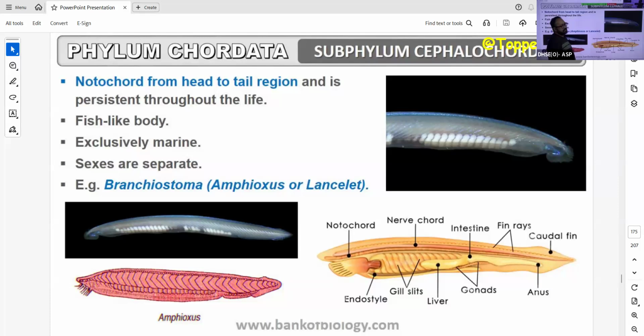What does lancelet mean? A lancelet is a sharp knife-like weapon. A lancelet is a sharp knife-like weapon. Mostly it is of this kind. One side is pointed, so therefore we refer to it or name it as lancelets. Okay, okay. Now see this.